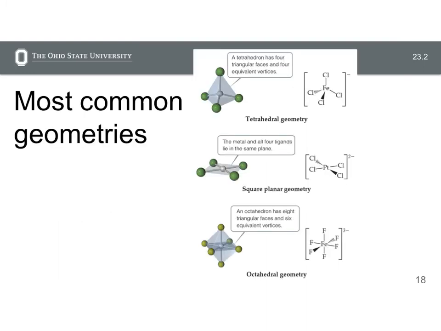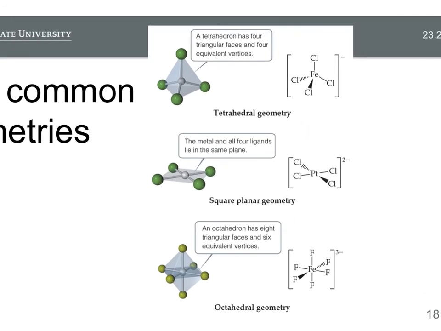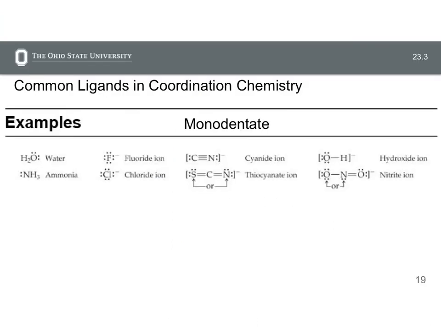Okay. All right, so again, the most common geometries that we need to worry about: tetrahedral, square planar, octahedral. These are going to be the main ones. So you can get a sense of the layout for those atoms, and that will play a role in some of the coordination chemistry that we'll see.